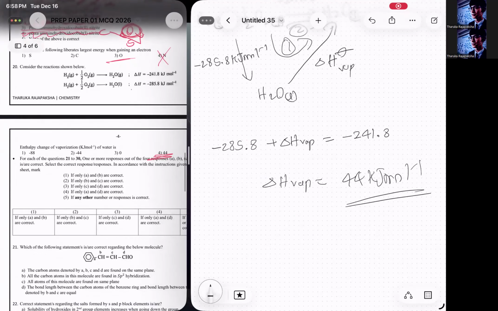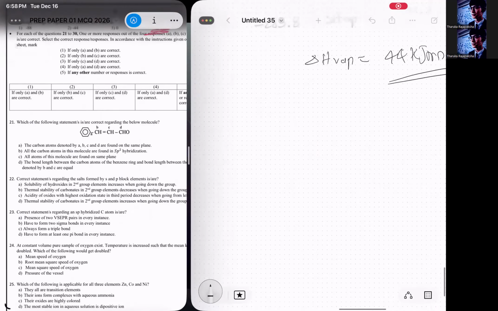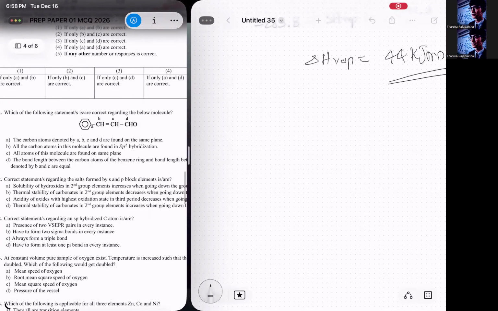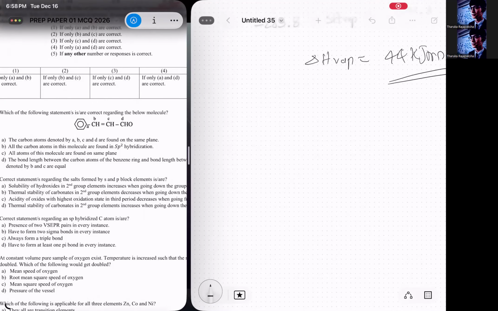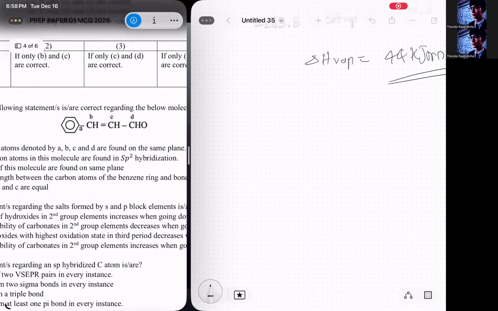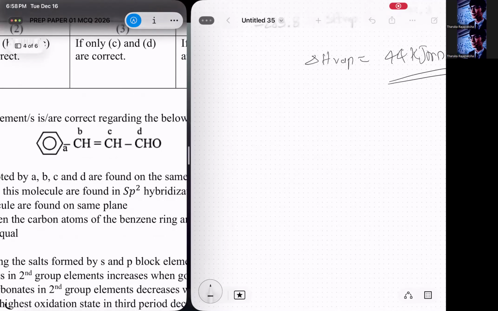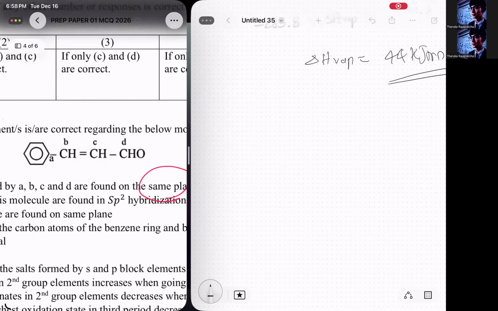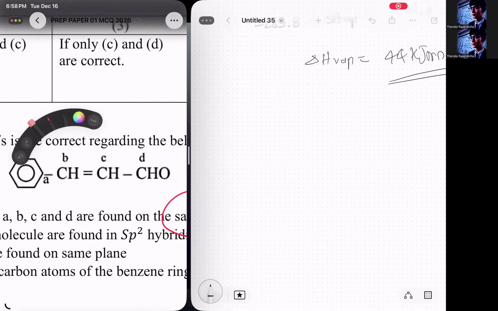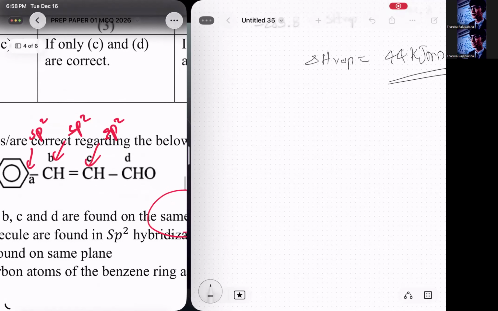Okay, cool. Look at the 21st question. Which of the following statements is correct regarding the below molecule? Carbon atoms denoted by A, B, C, D are found in the same plane. Same plane, you can paste it like a sticker, people. A, B, C, D is this one, this one, this one, and this one. So this one is sp2. This one is also sp2. This one is also sp2. This guy is also sp2. So everyone is trigonal planar. So you can paste it on a wall like a sticker. They are trigonal planar, so you can make them stay in one plane.